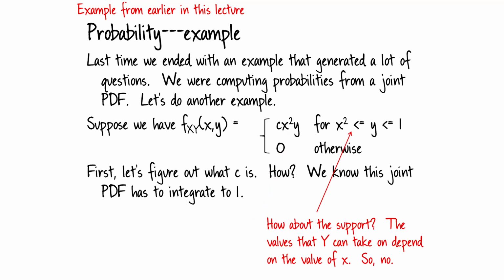However, the support implies that the values that the random variable Y can take on depend on the value of X, and vice versa. So in other words, this joint PDF cannot in fact be factored into a function of x alone and a function of y alone. The function of x is going to depend on y through its support, and vice versa. So these random variables are not independent.